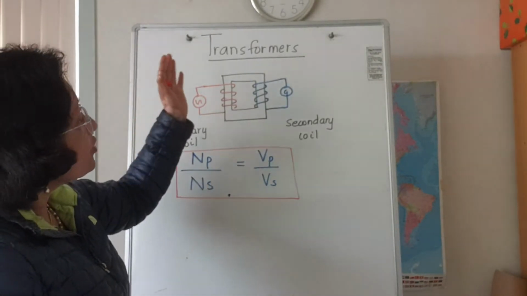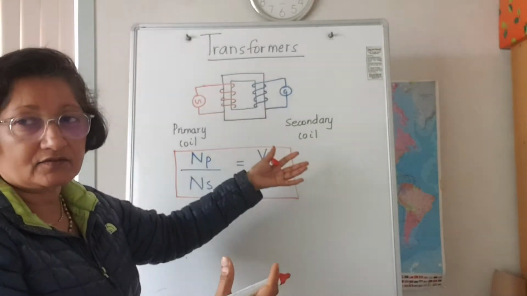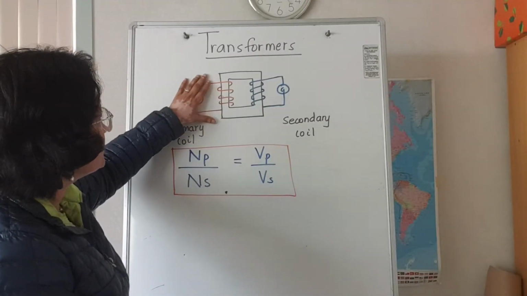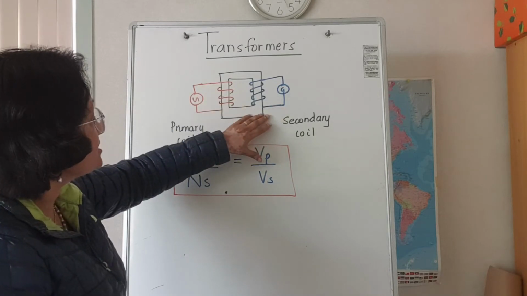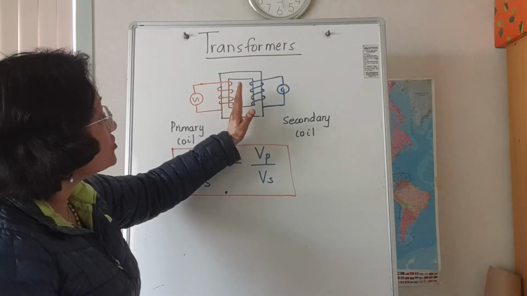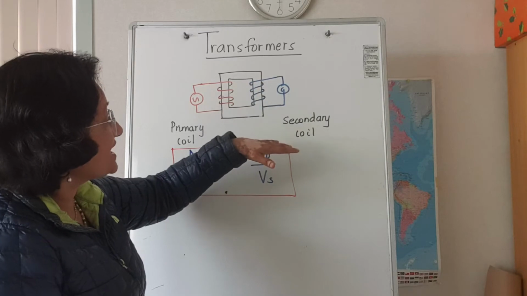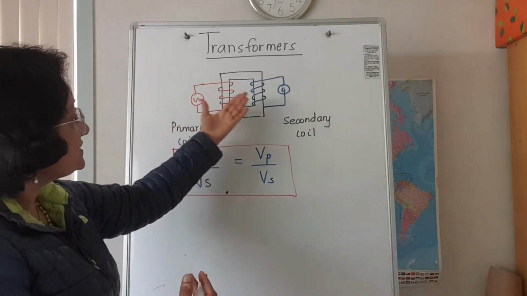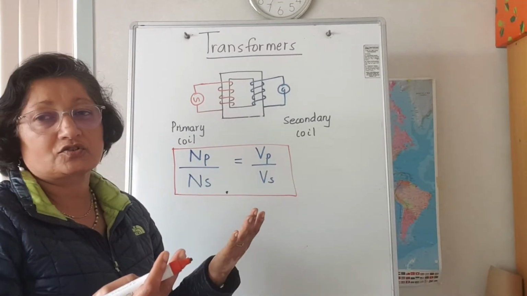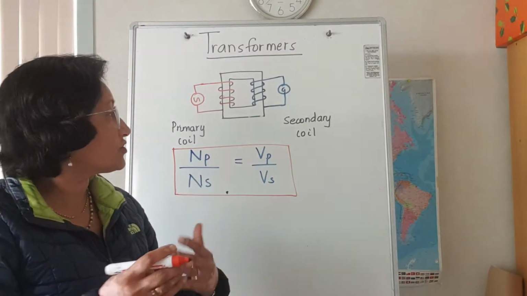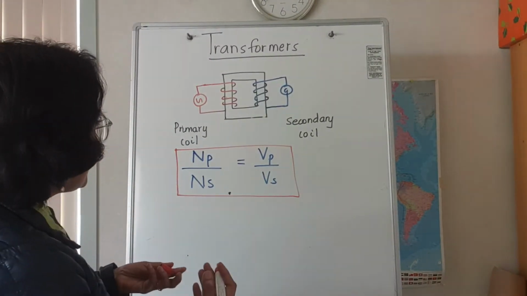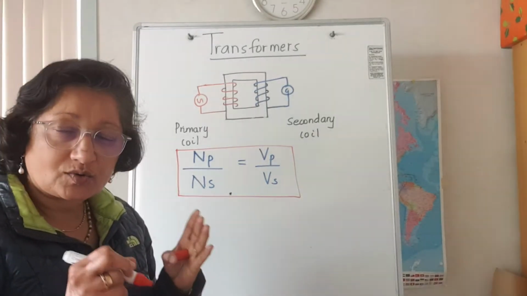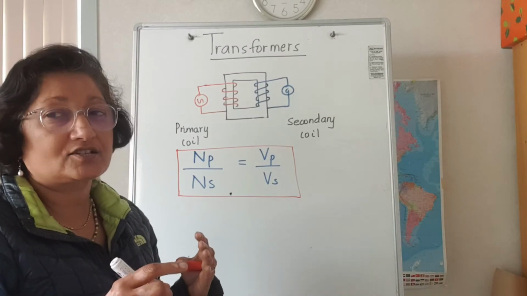The more turns, the bigger the voltage. So if the primary coil had a lot more turns compared to the secondary, then the voltage output of your secondary will be less. And vice versa. If they're the same, the input voltage is going to be the same as the output voltage. Now, for an ideal transformer, there is no energy lost. You really don't have anything ideal. Always some energy is lost as heat.